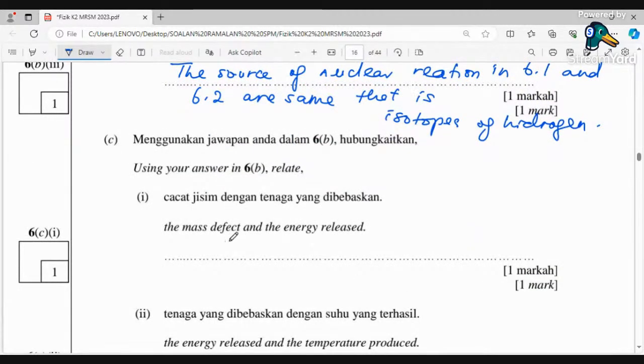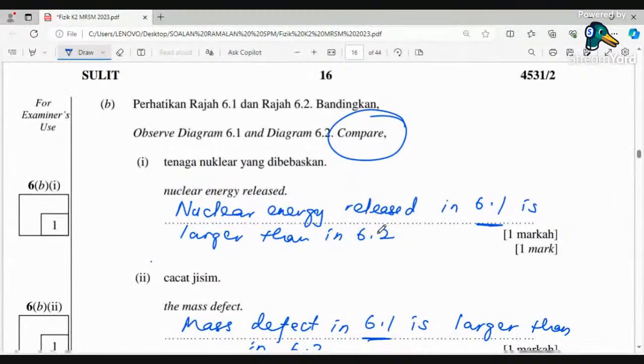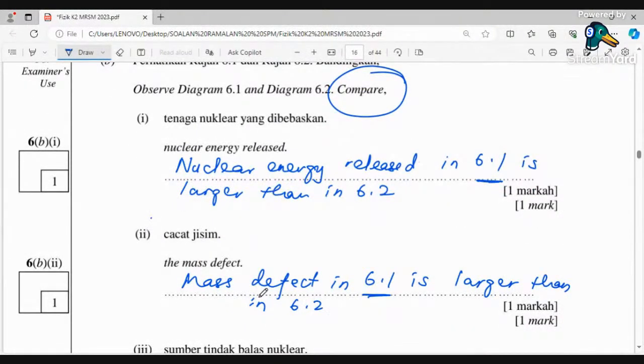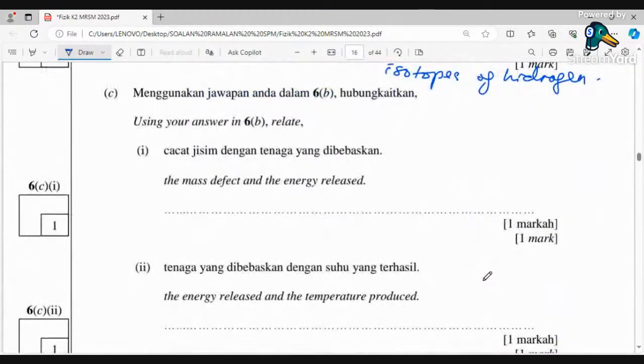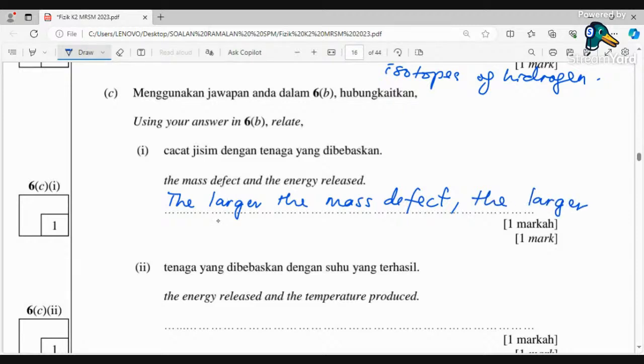Using your answer, mass defect and energy. You see here, energy larger, mass defect larger. Okay, the larger the mass defect, the larger the energy release. Okay, you see from the comparison earlier, larger, so it is written like this. So this is relate.